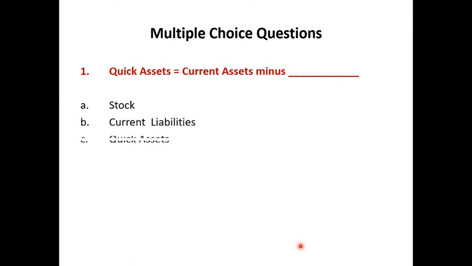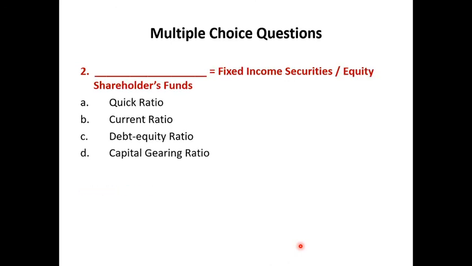Then multiple choice questions. The first question is quick assets is equal to current assets minus dash. The options available are stock, current liabilities, quick assets and quick liability. The correct answer is stock. Second question. Dash is equal to fixed income securities divided by equity shareholder fund. And the options are quick ratio, current ratio, debt equity ratio, capital gearing ratio. The correct answer is capital gearing ratio.